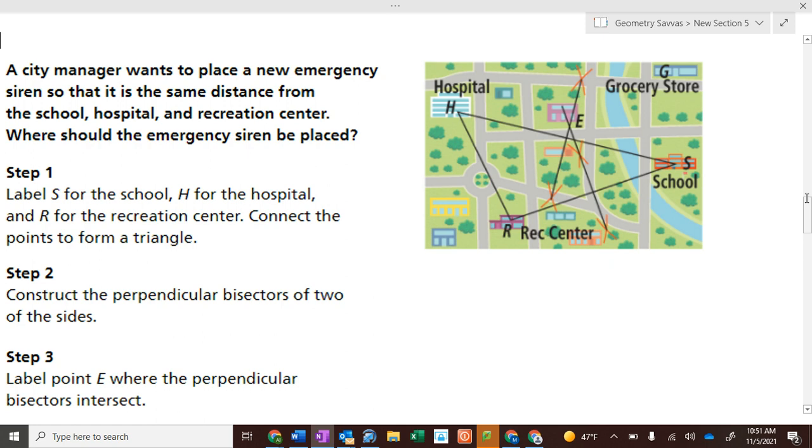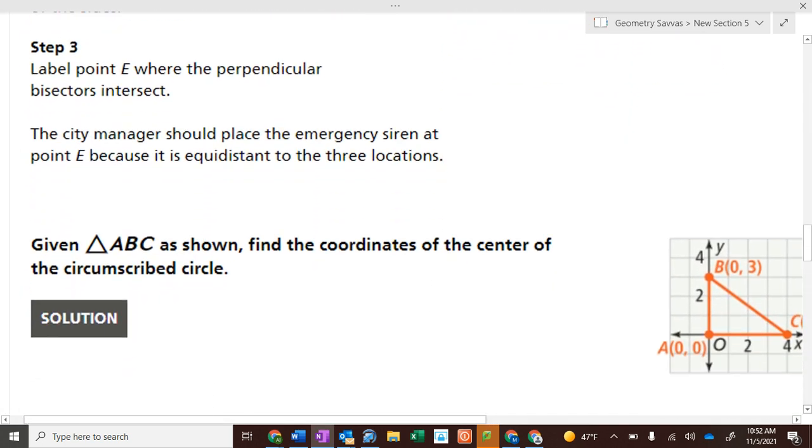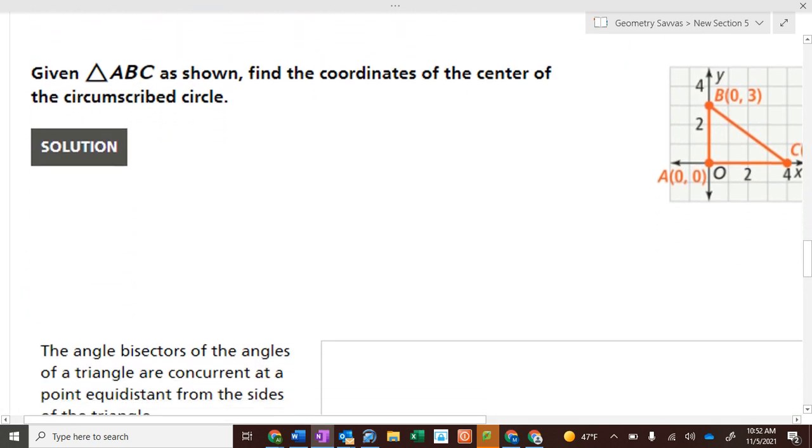No, we're not talking about the grocery store. Grocery store doesn't have anything to do with the problem, because it's just labeled in the problem. Yeah, well, they want it between those three.